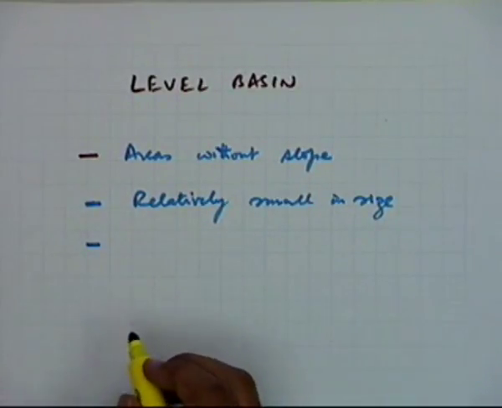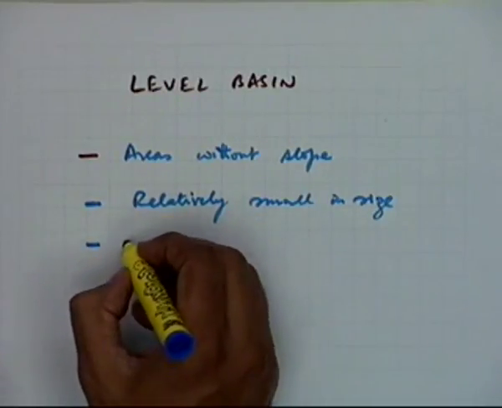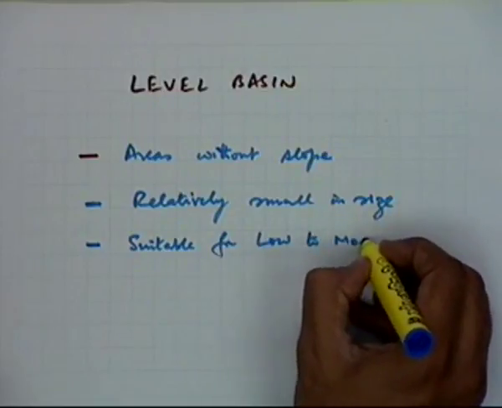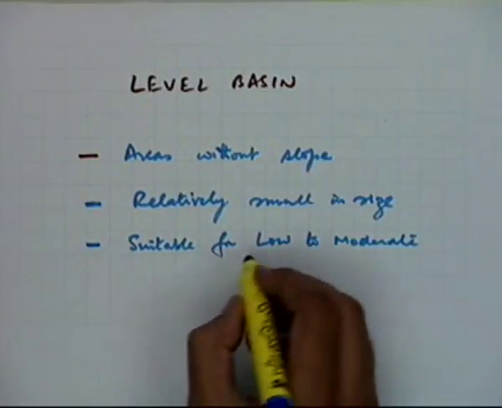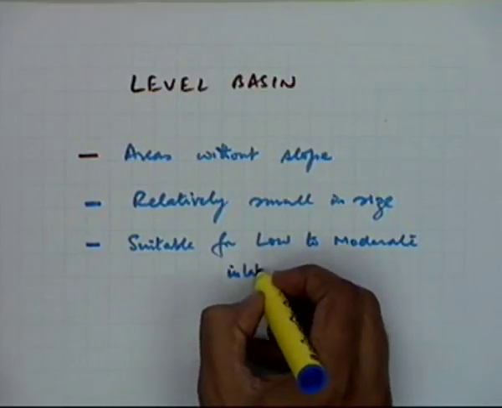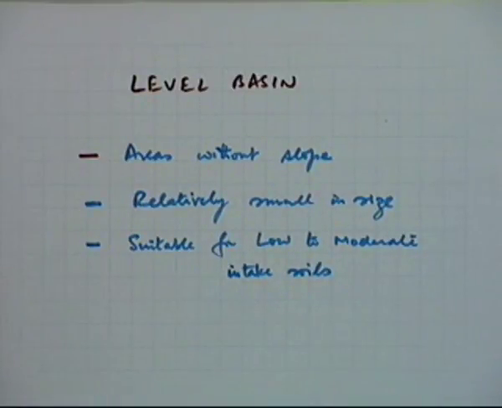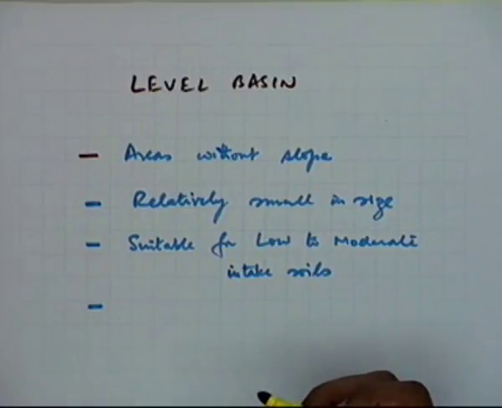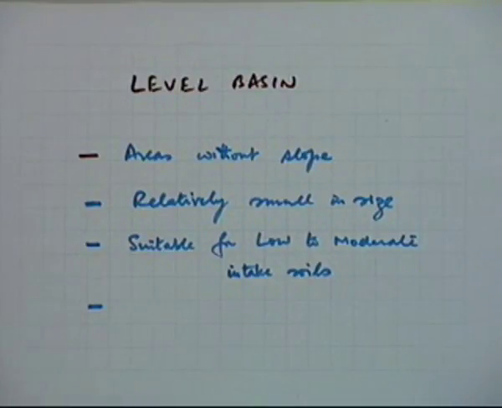And in terms of the suitability, they are suitable for low to moderate intake soils. So for those soils where the infiltration rates are relatively lower, you can make use of this system. The shapes of the fields are normally rectangular, but the lengths are not as big as you have in the case of border irrigation, because of the fact that you are trying to flood these areas.